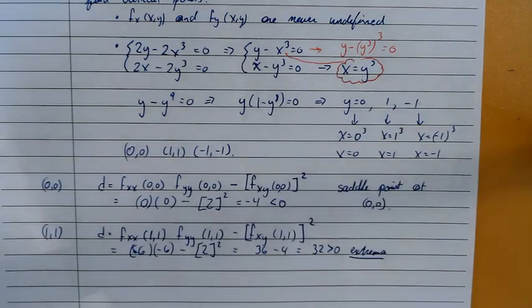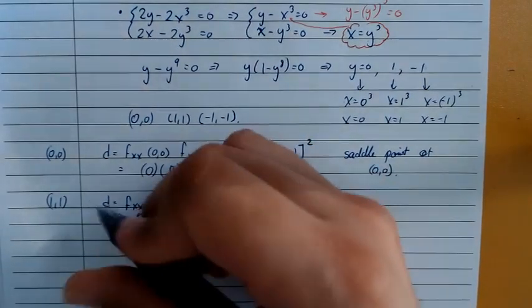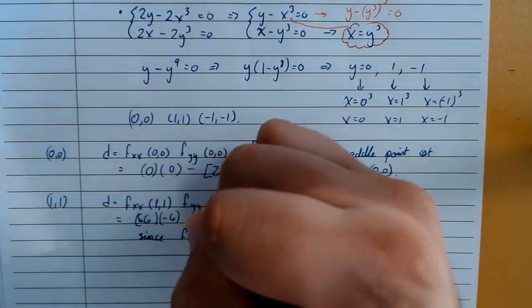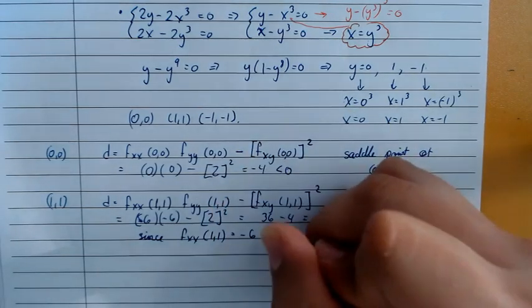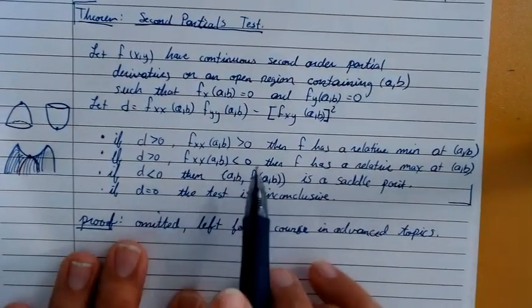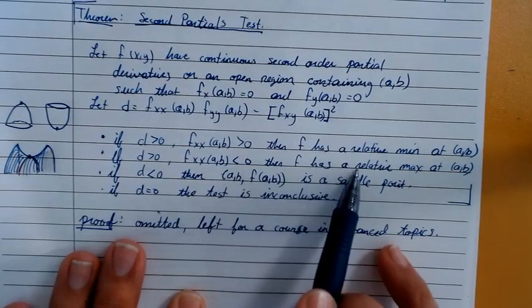Okay, now which extrema? Well, then we need to go back and double check f sub xx. Since f sub xx at (1, 1) was equal to negative 6, and that negative 6 is less than 0, then we have d is positive, but f sub xx is negative. That means we have a relative maximum at that point.